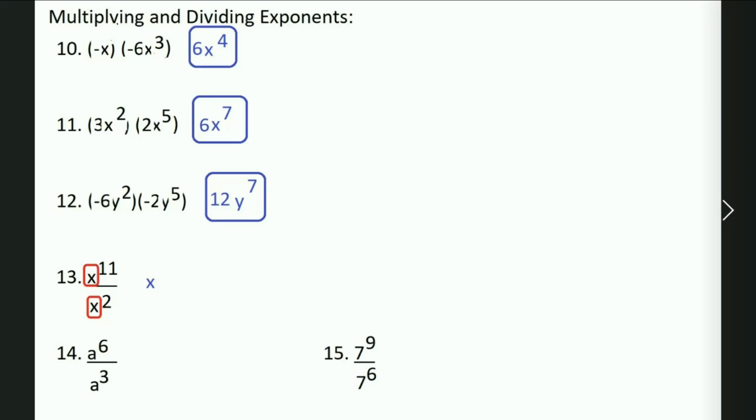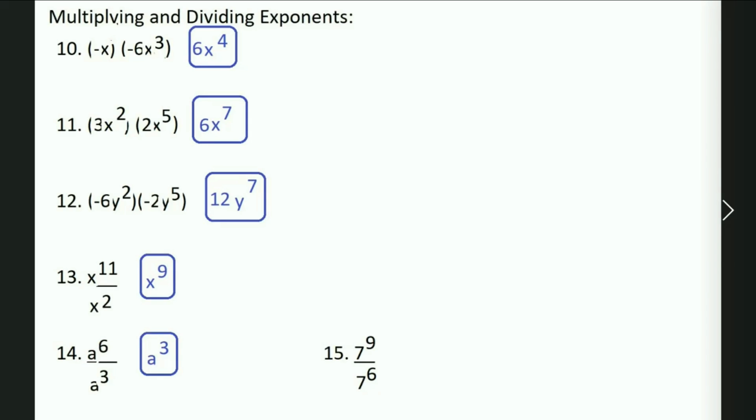So x stays the same, and 11 minus 2 is 9. This one is just x to the 9th. You could say 1 divided by 1 is 1x to the 9th, but we don't need to write it down. Number 14. A is our base. That stays the same. And 6 minus 3 is 3. A to the 3rd power.